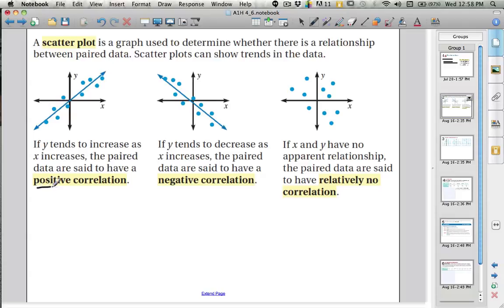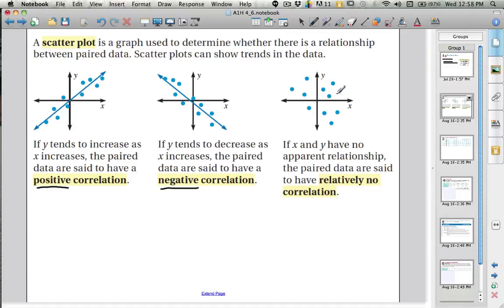Okay, so this has a positive correlation. Here also there's a trend. As we go from left to right, there's a trend. So as we move forward, it is decreasing. This has a negative correlation.